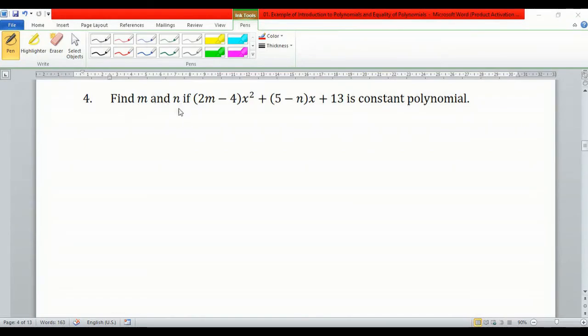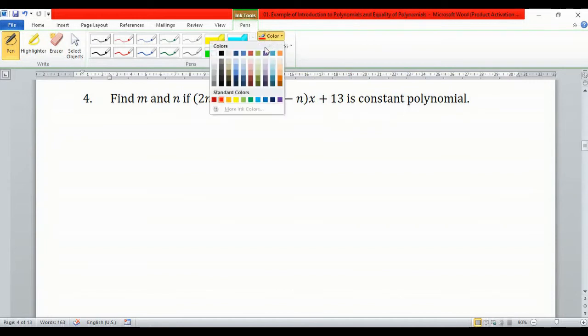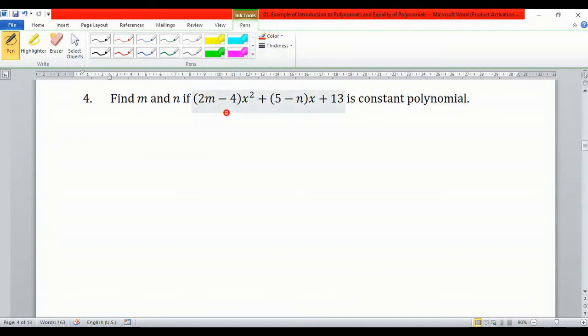Find m and n if (2m minus 4)x power 2 plus (5 minus n)x plus 13 is a constant polynomial. Remember that if it is a constant polynomial, all of the coefficients of the variable must be 0, right? It must be 0. So it will stay with the 13. It's showing that it is a constant polynomial.